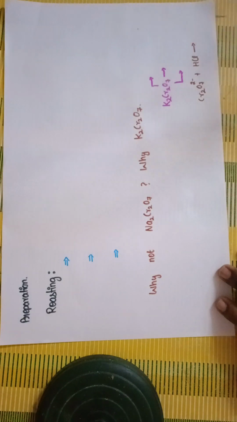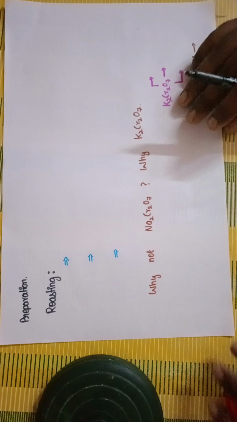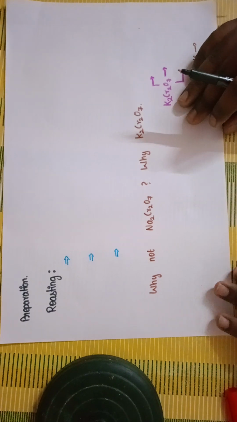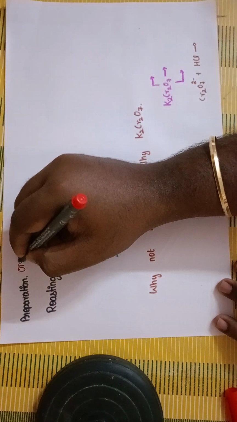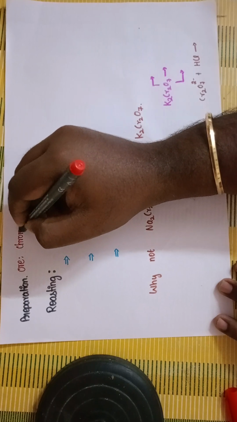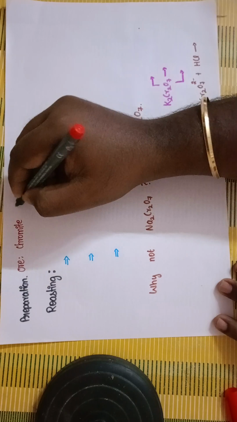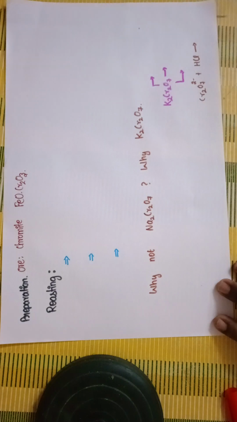Next we are going to see the preparation. They can ask the question how to prepare potassium dichromate. Very important one, very easy one, obviously. So with this we will complete the discussion. First we have to decide the ore for potassium dichromate preparation, which is chromite. Chromite is nothing but FeOCr2O3.